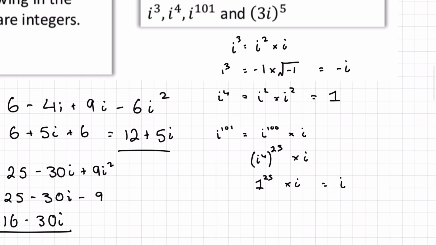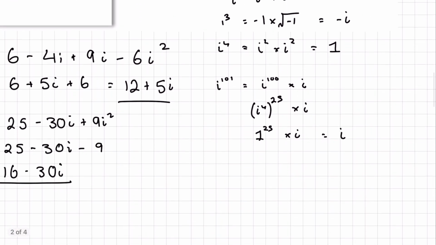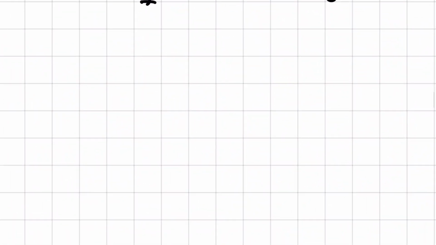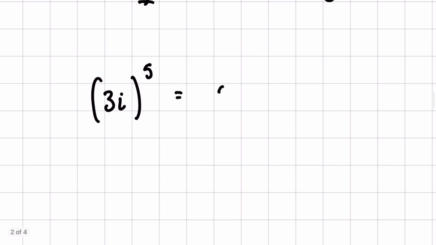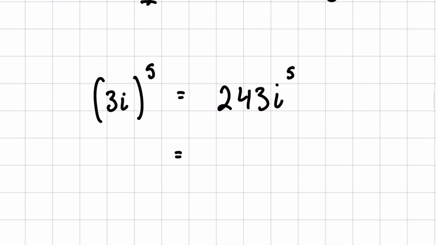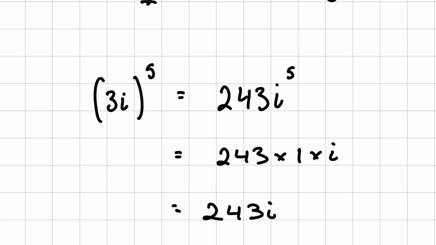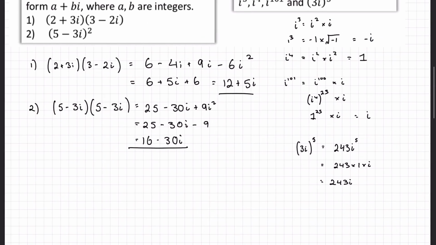Lastly, we've got 3i all raised to the 5. So 3 to the power of 5 would be 243 times i to the 5. Well, we know that i to the 4 is +1. So it would be 243 times 1 times i, leaving us with 243i. And there is the final answer.